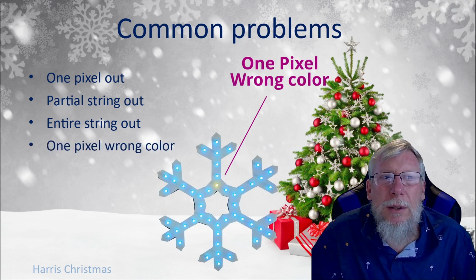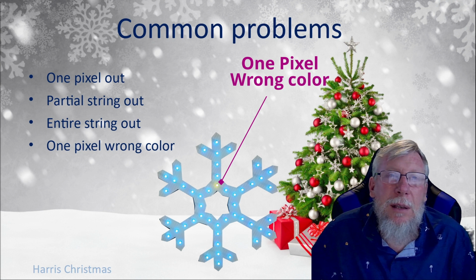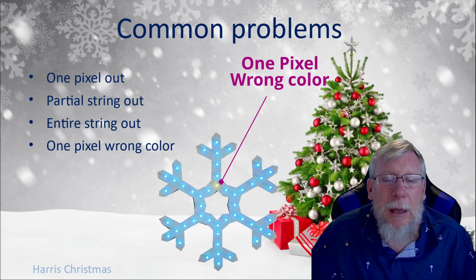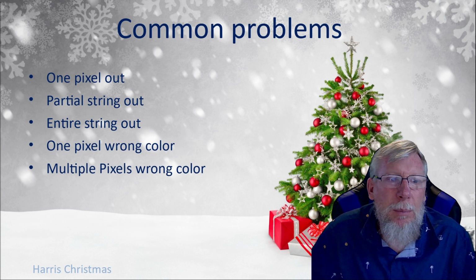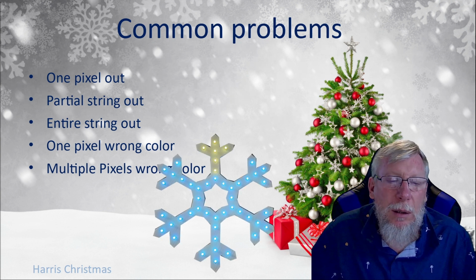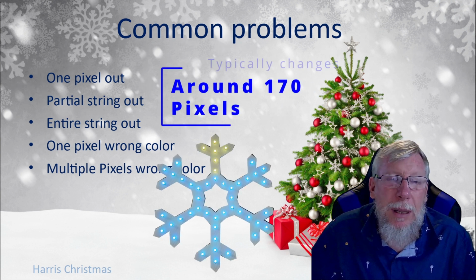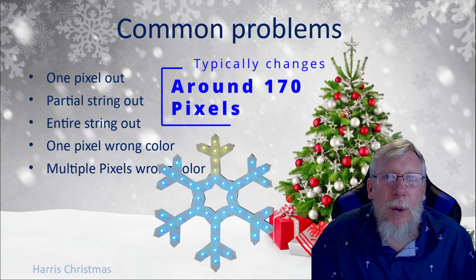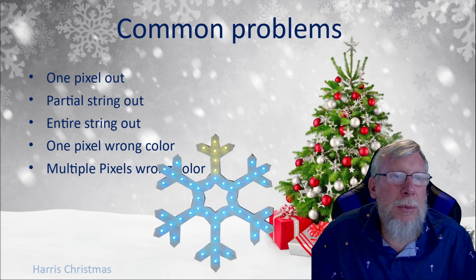You got one pixel that's just the wrong color. Typically in this case, it's the right color most of the time, but then there are some colors where it's a totally wrong color. It's like purple or yellow or something like that. Multiple pixels, the wrong color. So it looks like it's trying to play the pattern it's supposed to, but they're the wrong colors. Or it could be that they're just a jumbled mess.